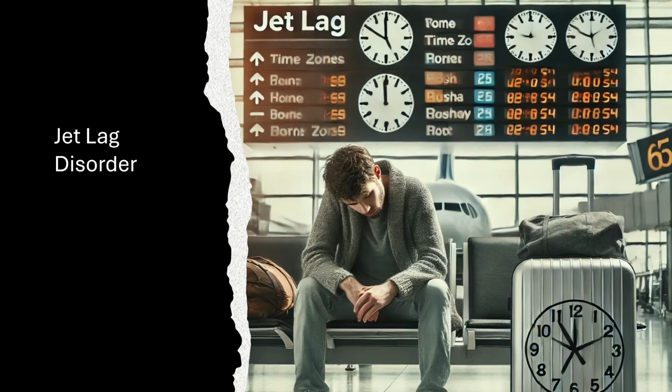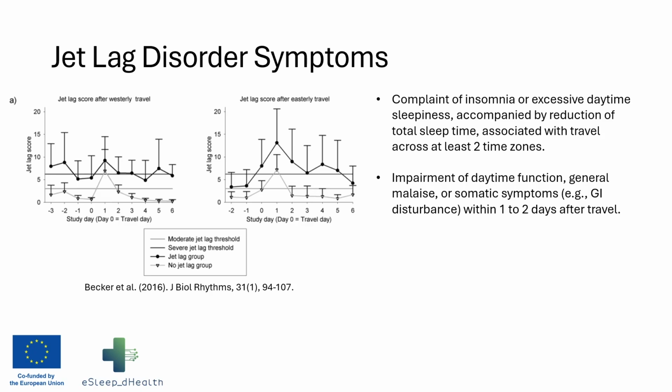Finally, we're going to talk about jet lag disorder. This is a complaint of insomnia or excessive daytime sleepiness accompanied by a reduction of total sleep time associated with travel across at least 2 time zones, and impairment of daytime function, general malaise, or somatic symptoms, for example, gastrointestinal disturbance, within 1 to 2 days after travel. So essentially, jet lag disorder is a temporary mismatch between the timing of the sleep-wake cycle from the internal endogenous circadian clock and that of the sleep-wake pattern that's required by the change in time zone.